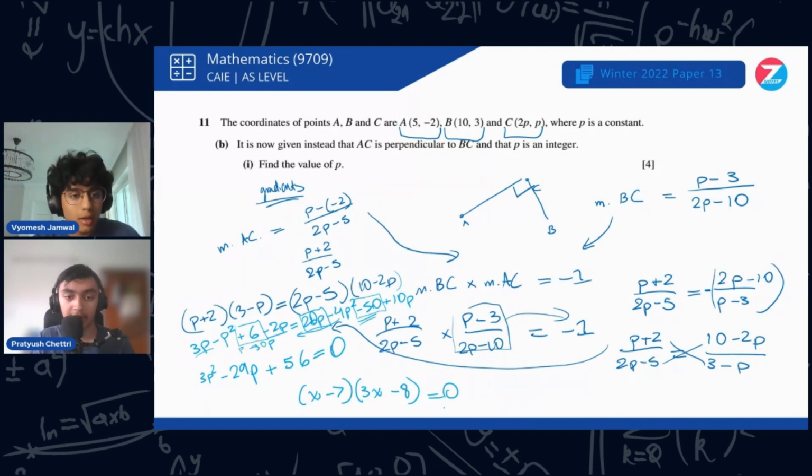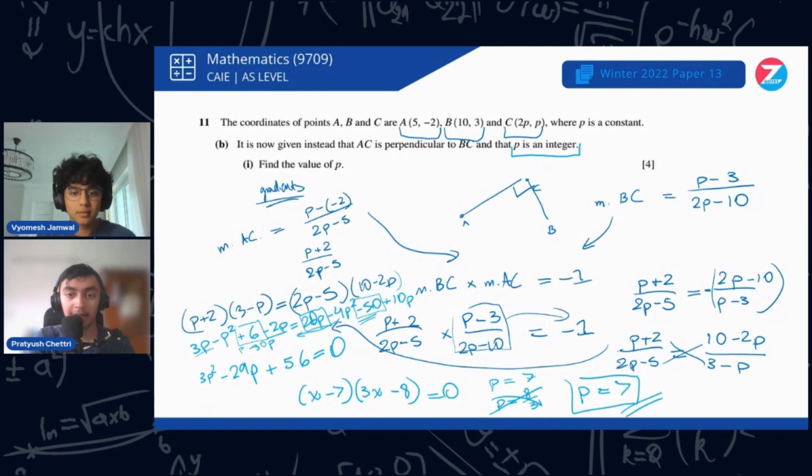And now it's pretty straightforward. We have to, p is an integer though. So remember that. That's a key point because here there are actually two values of p that we can write. But the only value that we can consider would be p equals 7 as that is the only integer in here. Hence, that would be our final answer.